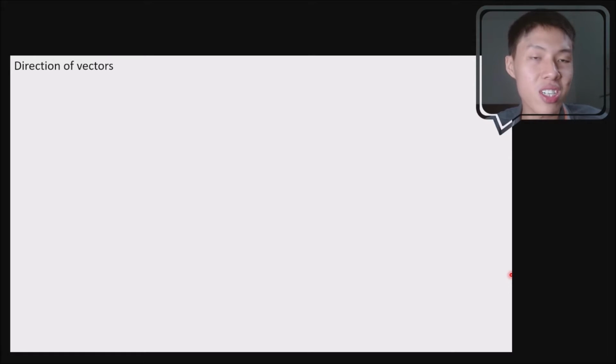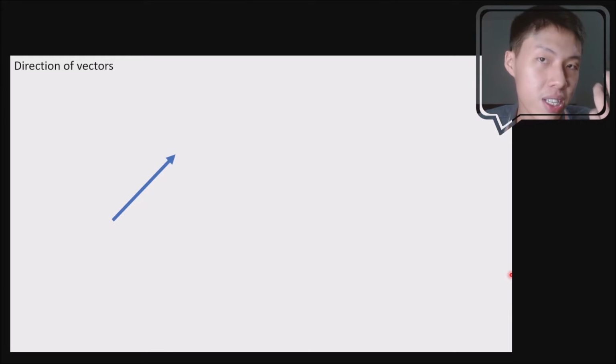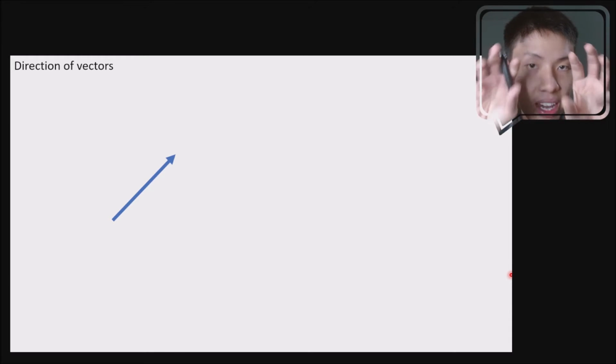Let's talk about vector. You have probably read in the notes that vector consists of a magnitude and a direction. And the notes also mention that we can represent vectors with a vector arrow. So here I have a blue arrow, and this blue arrow is actually representing a vector. Okay, so vector consists of magnitude and direction.